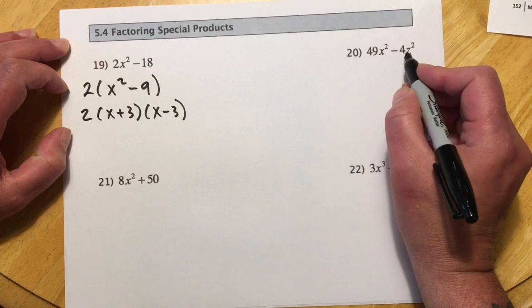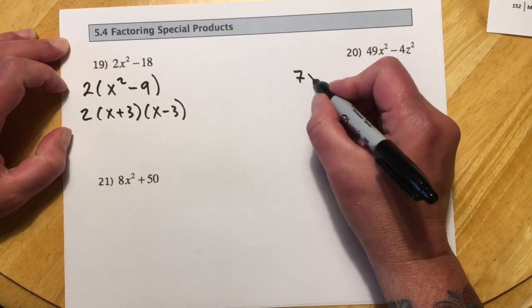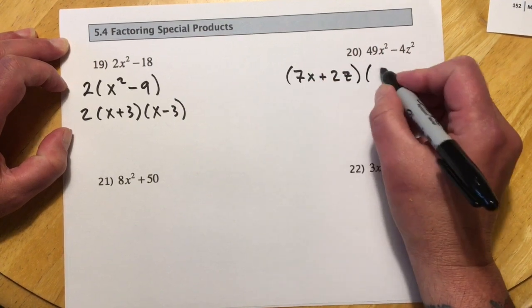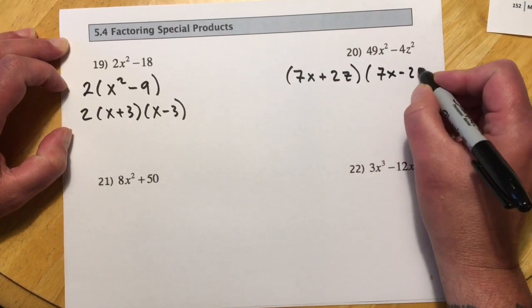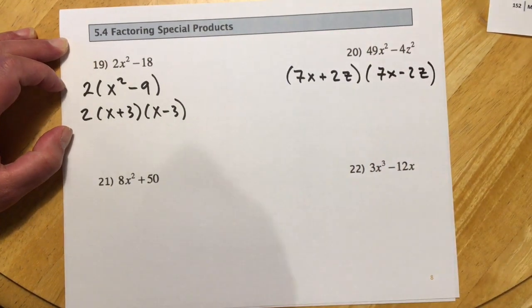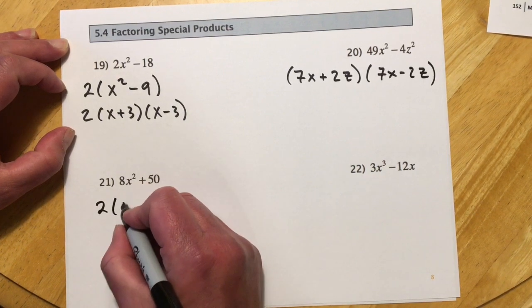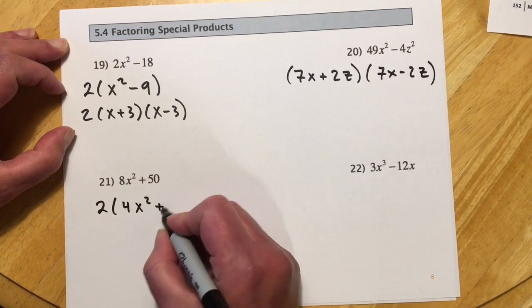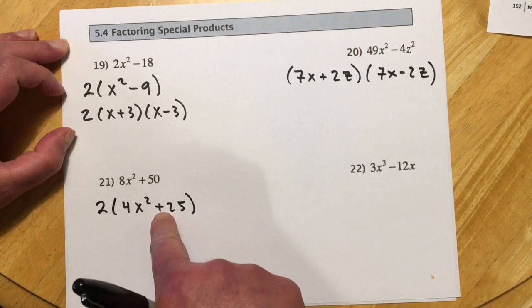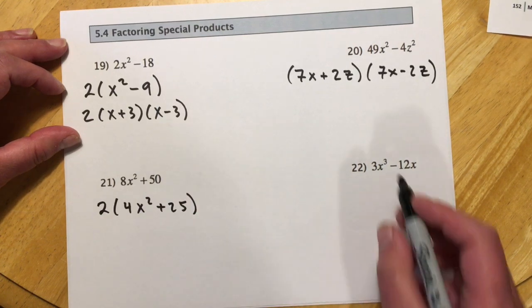Same idea here, 49 and 4, nothing common, but they are squares. So that's just going to be 7x plus 2z, 7x minus 2z. This one's sneaky, so I can take out a 2, and it gets me 4x squared plus 25. And that's one where you have to resist, because that's a plus, so you have to stop right there, because that's the one that's prime.